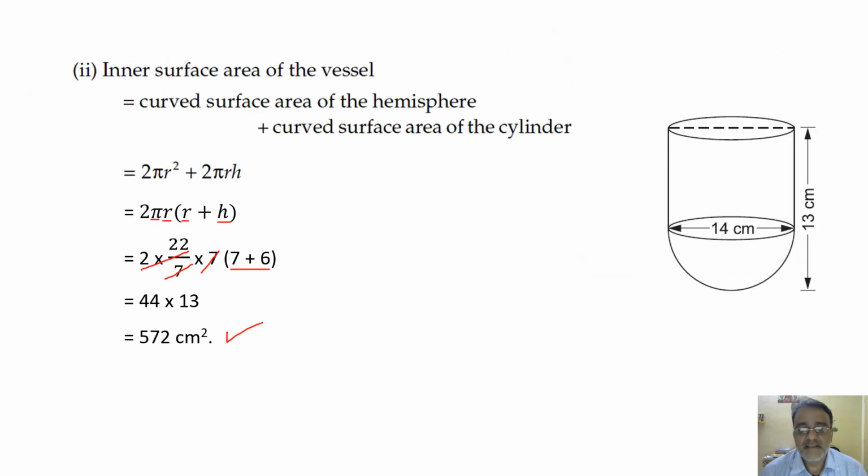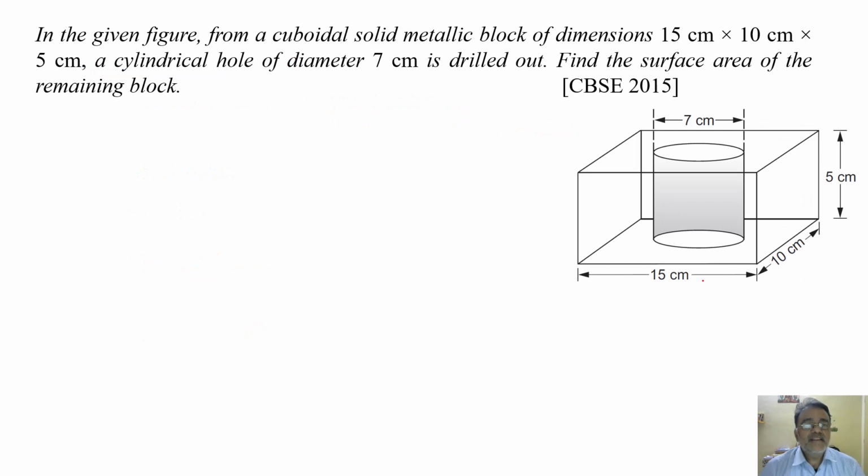Sir, in question it was given hollow cylinder. Yeah, hollow cylinder. That means this part is empty and this part is also empty. Okay, sir. Okay, right. Now in the given figure, from a cuboidal solid metallic block of dimension 15 centimeter into 10 centimeter into 5 centimeter, a cylindrical hole of diameter 7 centimeter is drilled out. काट के निकाल लिया.